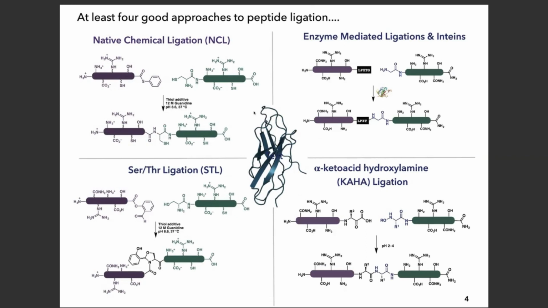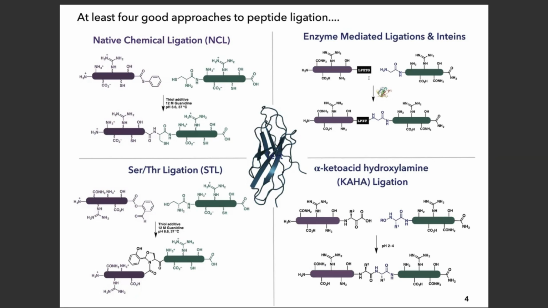So the most famous and most widely used one is the native chemical ligation developed by Stephen Kent and his co-workers. And this utilizes C-terminal thioesters and peptides that contain an N-terminal cysteine to give this ligated product here. And this works very well under aqueous basic conditions. There is what's called the serine-threonine ligation, which utilizes this special C-terminal ester and a peptide that contains a serine or threonine at the N-terminus.